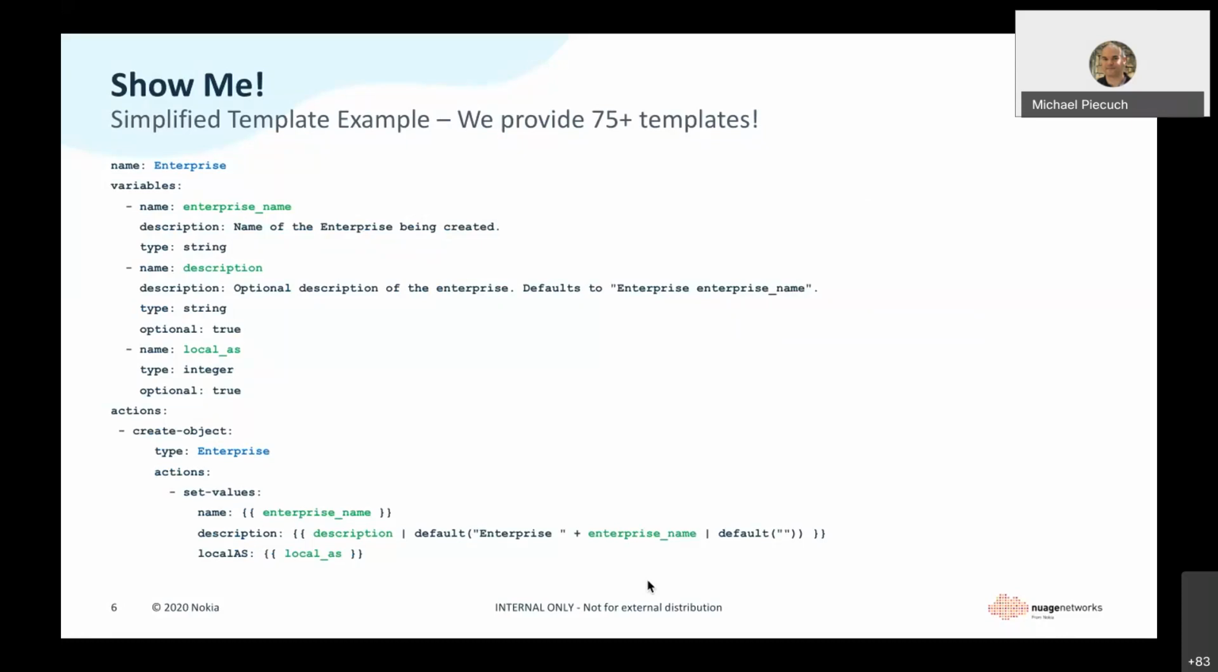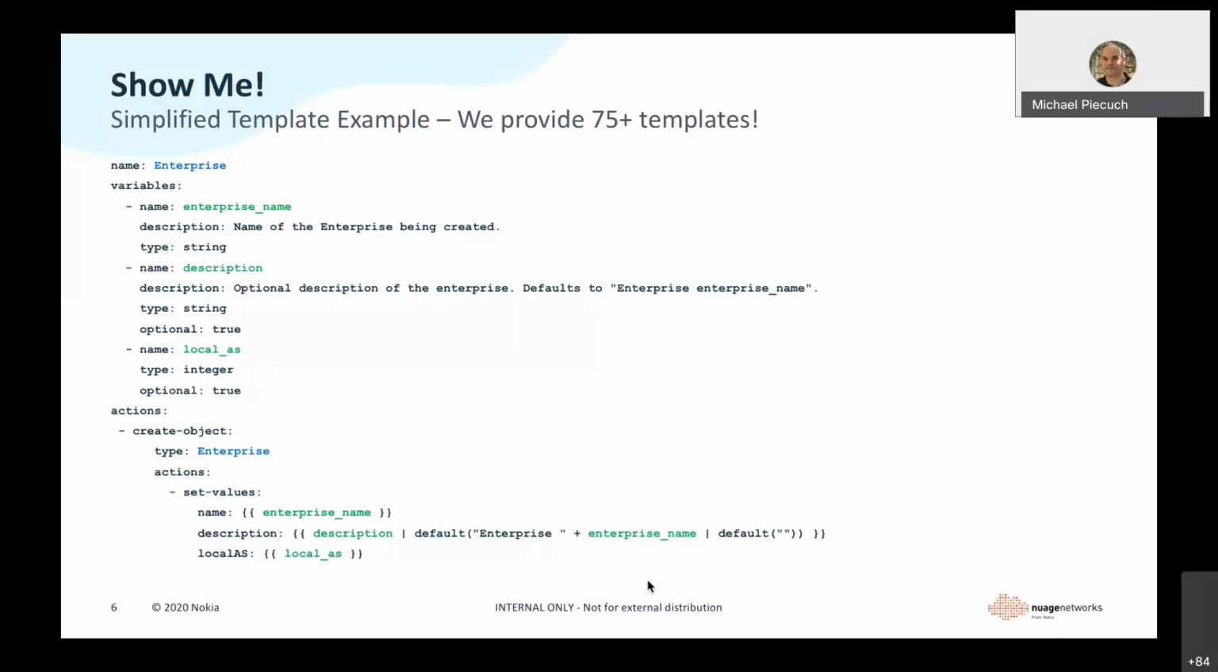Following the variable section, you have the actions, and this is where the real functionality lives. For each data set that's provided by the user, the actions will be rendered with those variable sets and then applied to the VSD. If you look under the actions, there's a create object, and it's creating an enterprise object. And then it's setting the values of the fields of that object: name, description, AS.